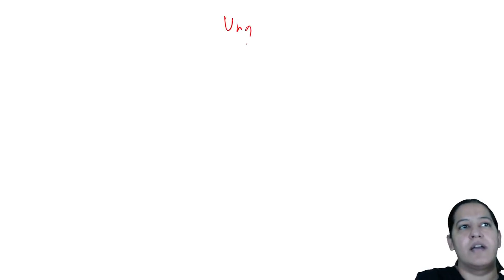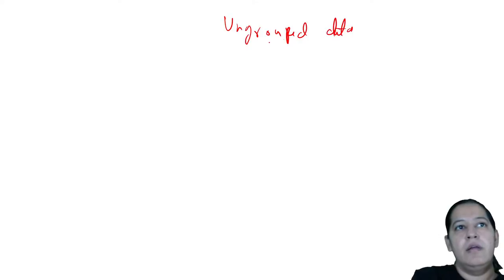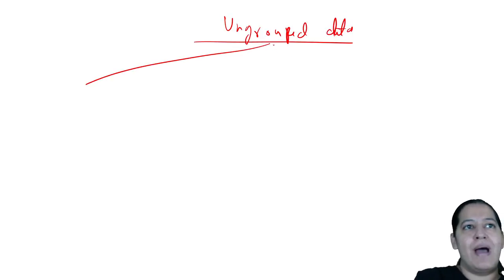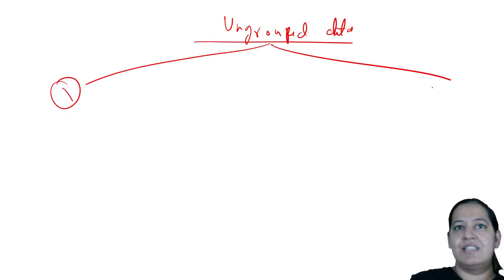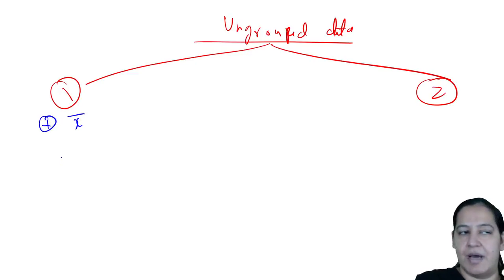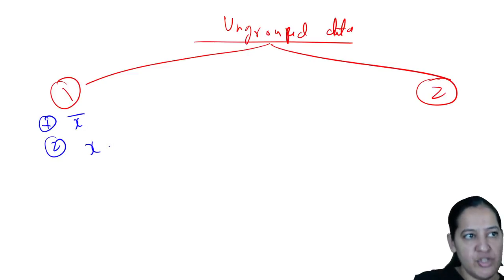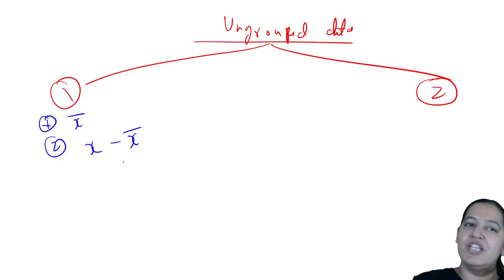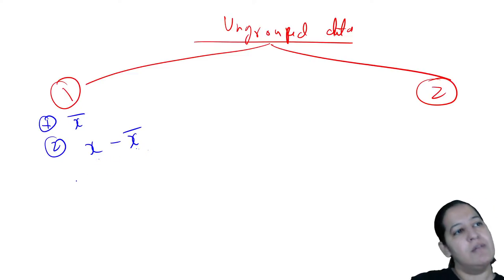So if you have a set of ungrouped data, you have two methods to find out the standard deviation. Let me talk about method number one. The first step is find out mean, that is X bar. The second step, take your individual variation and subtract mean from each of them. So x1 minus x bar, x2 minus x bar, x3 minus x bar. So some values will be positive, some will be negative.